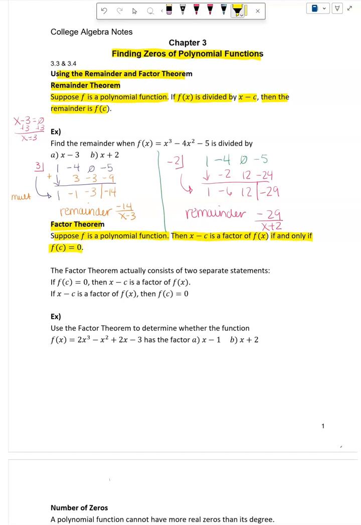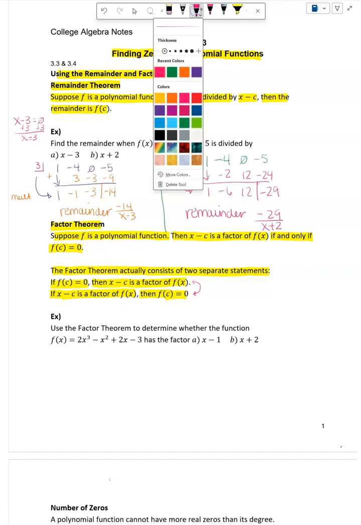Okay. So the factor theorem actually consists of a two-part statement. It's an if and only if statement. That means one can only exist if the other is true, right? And it goes both ways. So if f of c equals 0, then x minus c is a factor of f of x. And if x minus c is a factor of f of x, then f of c equals 0. So one is dependent on the other, right? And then the other is dependent on the one. So they go both ways. One cannot exist without the other. That's what if and only if means.